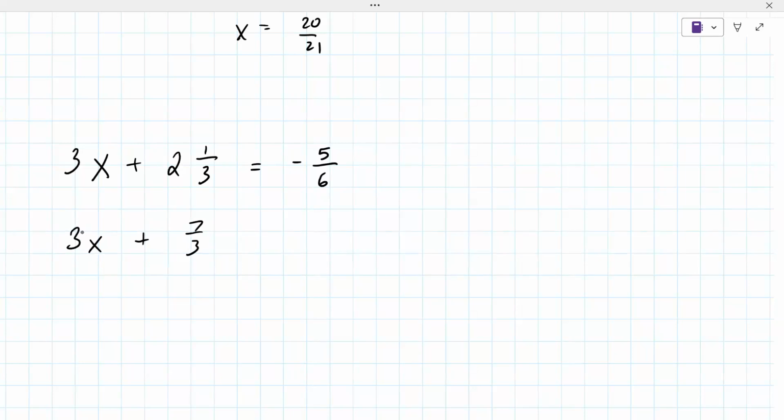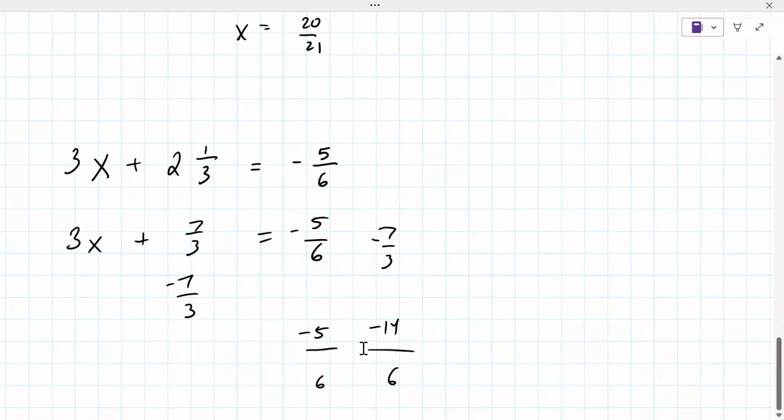You're off again here. I would recommend converting this to an improper fraction here. Did you do that? I did. Yeah. Okay. When you subtract 7/3 from both sides, you've got to get a common denominator, which is 6. Is that what you have? No, I made them into 18. Okay, now that works. That works.